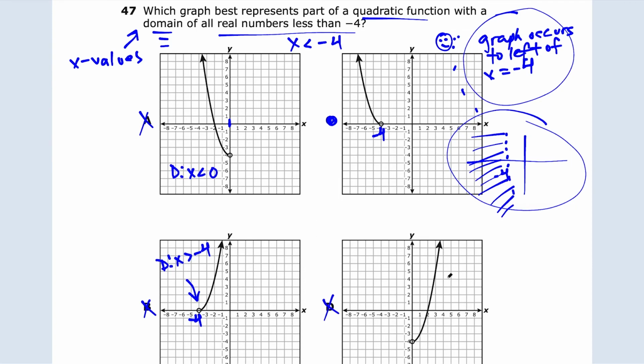This answer choice is no good because the domain here would be x is greater than 0. Since the graph begins here at the point 0, -4, and notice it goes to the right, the domain would be all x values greater than 0. There is nothing going on to the left of -4 here. So choice C is definitely our answer.